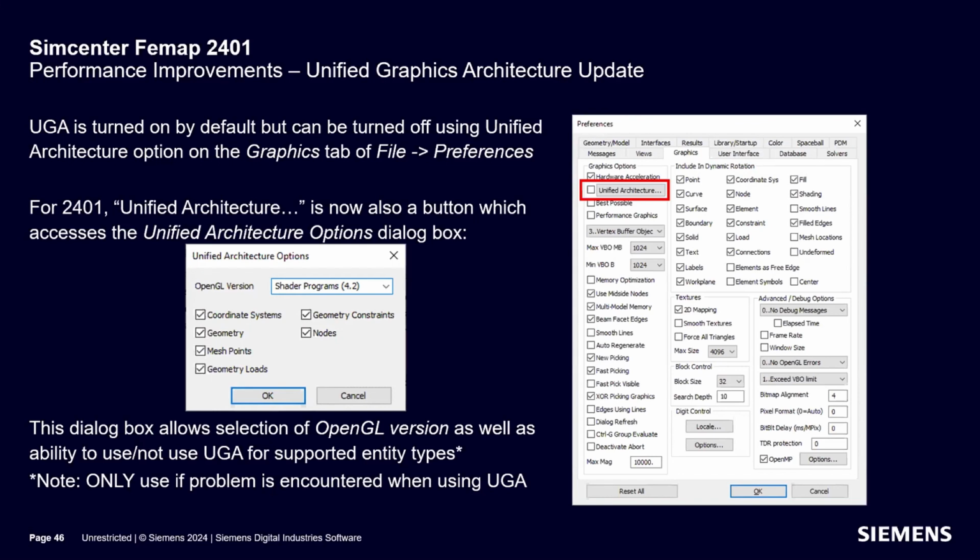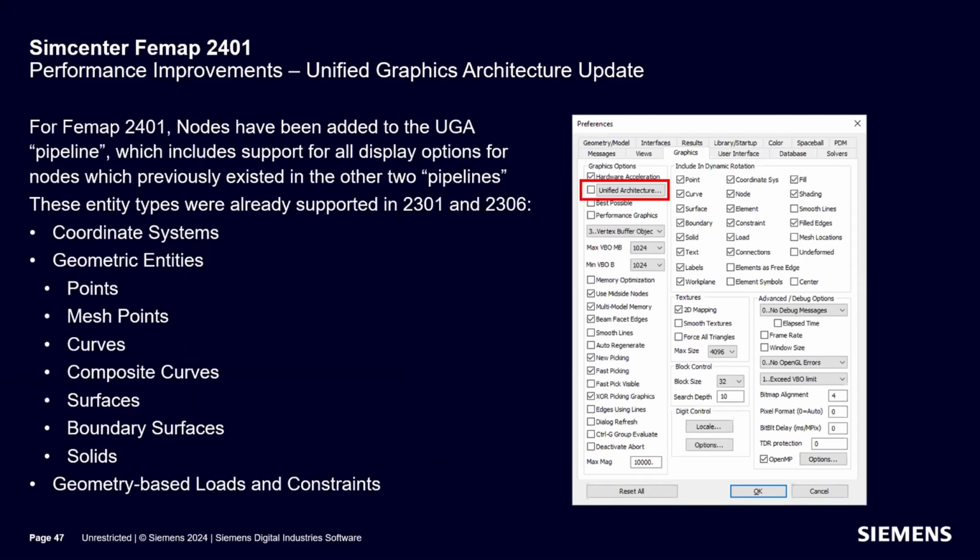So what's currently supported by unified graphics architecture? Coordinate systems, all geometric entities, geometry-based loads and constraints. And what was new for 2401, this is big, was nodes have been added to it. And this includes support, as far as we know, for all display options for nodes which previously existed in the other 2 pipelines. By all means, if you see something strange with nodes or notice some kind of change in behavior, absolutely let us know, or let Jonathan know and the good folks at ATA. But anyways, we're just moving forward with that.